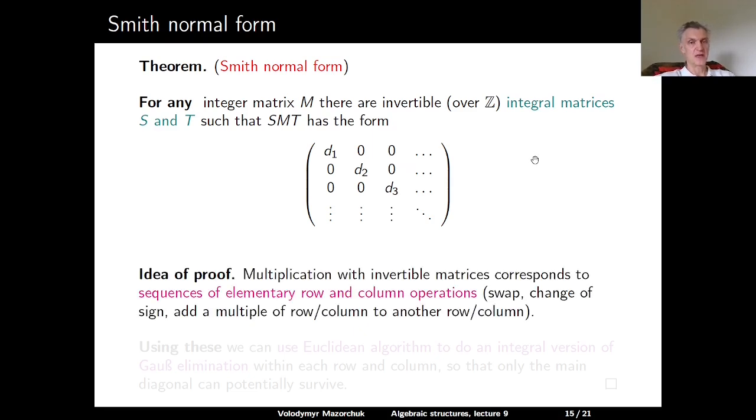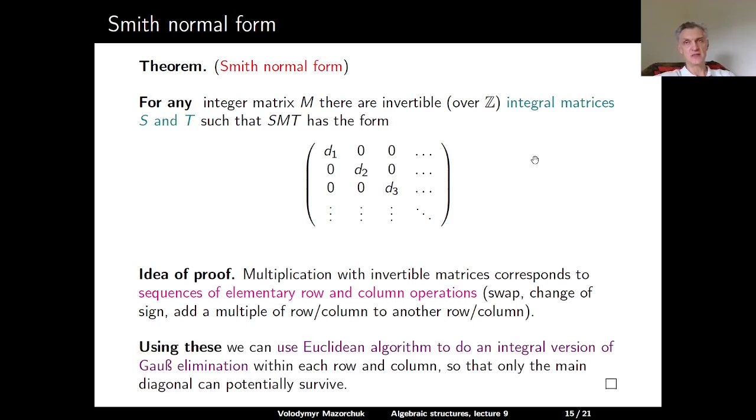So how to prove this? It's similar to the usual linear algebra argument. Multiplication with invertible matrices corresponds to a sequence of elementary row and column operations. So we can swap rows and columns, we can change sign in rows and columns, we can add a multiple of some row to a different row, or similarly for columns. And using these, we can basically do an integral version of Gauss elimination. So the problem is that we cannot divide by integers in general, but just adding and subtracting, we can do the Euclidean algorithm.